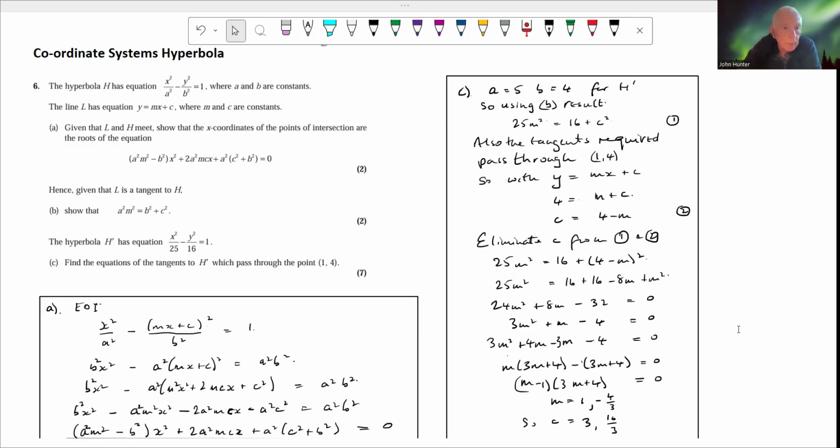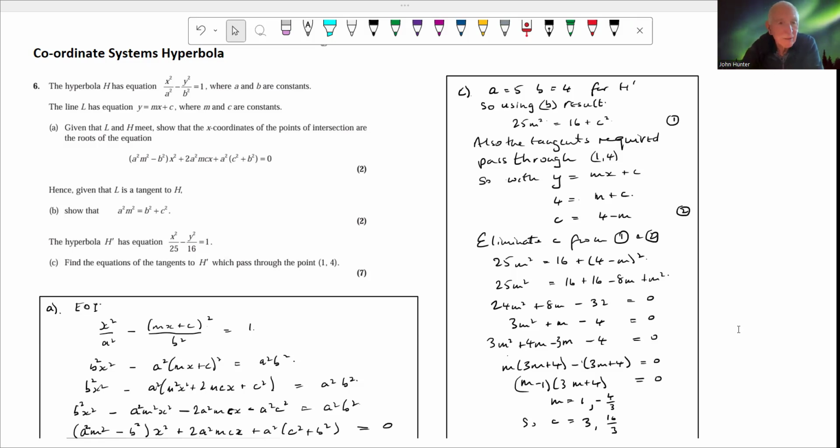Right, we've got a worked example here in the coordinate systems section of further maths, and this one is to do with a hyperbola. So let's have a look. Hyperbola H has equation x squared over a squared minus y squared over b squared equals 1, a and b being constants. So this is the general form of a set of curves. The line L has equation y equals mx plus c, where m and c are constants.